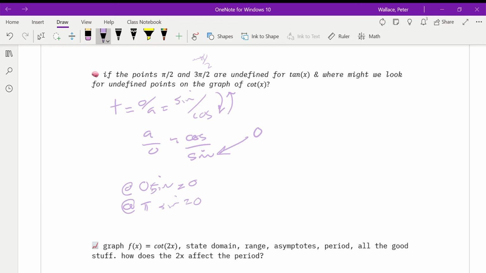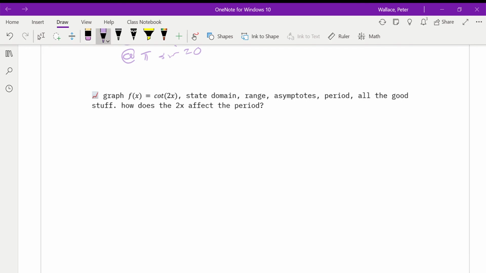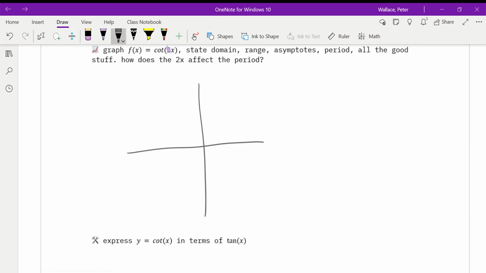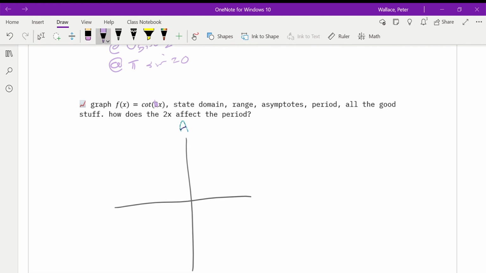So let's sketch that out. First, I'm going to sketch it without the 2, and then we're going to talk about the 2x for a second. So let's start with our asymptotes. This is our graph. Asymptotes, we know that at 0, we're not going to have a value. So I'm going to label this with a big colorful A, an asymptote here. And then we know that there's another asymptote at pi. I'm going to draw that with this dotted line here. We've got an asymptote at pi.